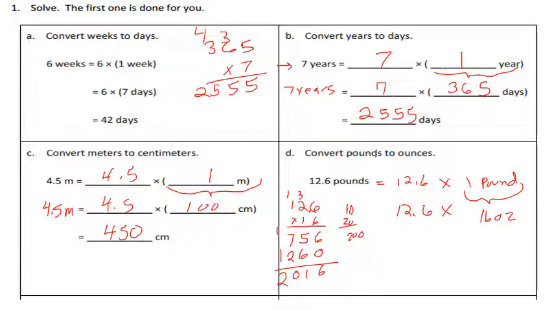But if I was to estimate this, 12.6 would actually be closer to 10, and 16 would be closer to 20, so I know my answer would be close to 200. So I can see that the placement of my decimal point would be there. So I know that would be equal to 201.6 ounces.